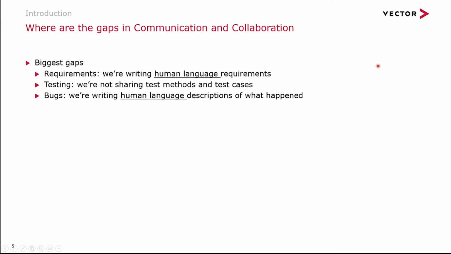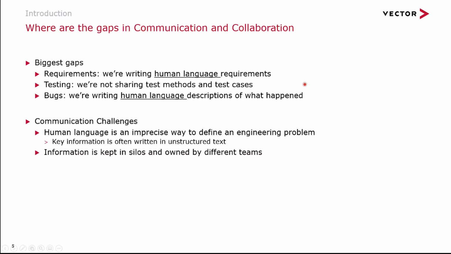So where are the gaps? Well, I think the biggest gaps are in 3 areas: requirements, testing, and bugs. For requirements and bugs, we're still primarily using human language to define what we want the software to do, and human language to describe what happened or what went wrong for the bug. And then for testing, we're not really sharing test methods and test cases. Every group, every subgroup, so the designers, the developers, and the testers, each have their own flavors of tests that they're interested in running, and probably their own tools.